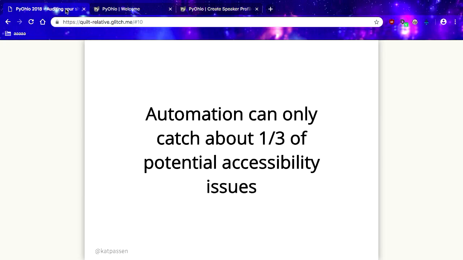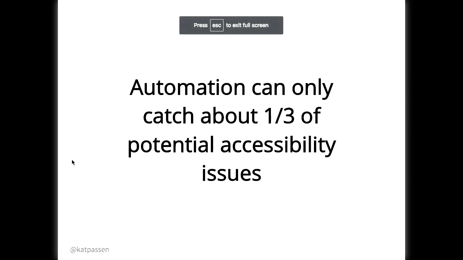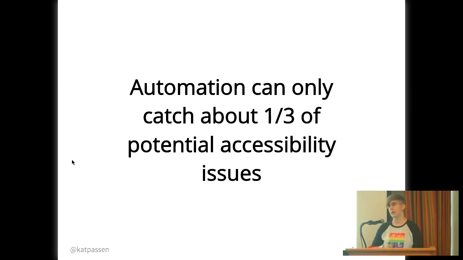But the thing with tools is that automation can only catch about 1/3 of your potential issues. And this stat varies between 1/4 to 1/3 depending on who you talk to, but not very many of the guidelines can be automated. Things like color contrast, making sure that you have properly structured your markup, those are easy, but things like, does your video have appropriate captions? Does your image have appropriate alt text? Did you hook up your errors in your form correctly? These are things that you can't get tools to test for because the tools cannot make assumptions for you. So you have to manually check these out yourself to make sure that they're okay.